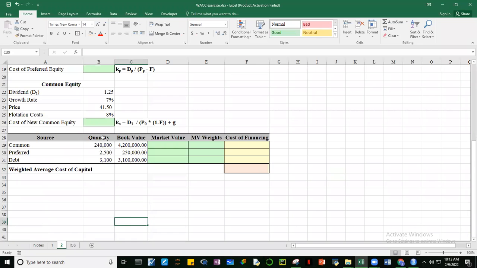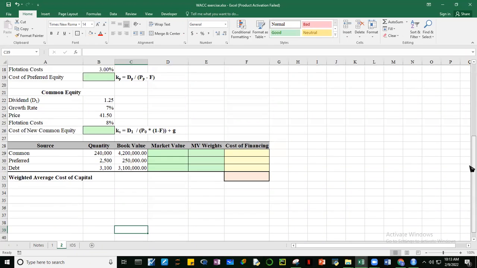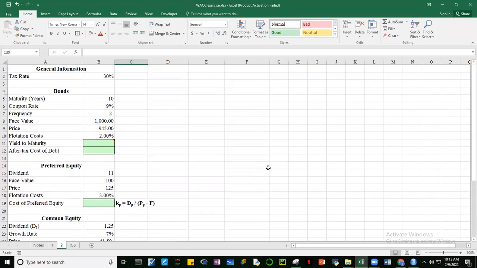Okay, next. Let's have another example, similar lang din dito sa problem natin. Okay, we're given that the tax rate is 30%. Ito na naman si bonds, no? 10% yung maturity. Coupon rate is 9%. Face value is, may frequency to, no? Frequency 2. Face value is 1,000. Price is 945.